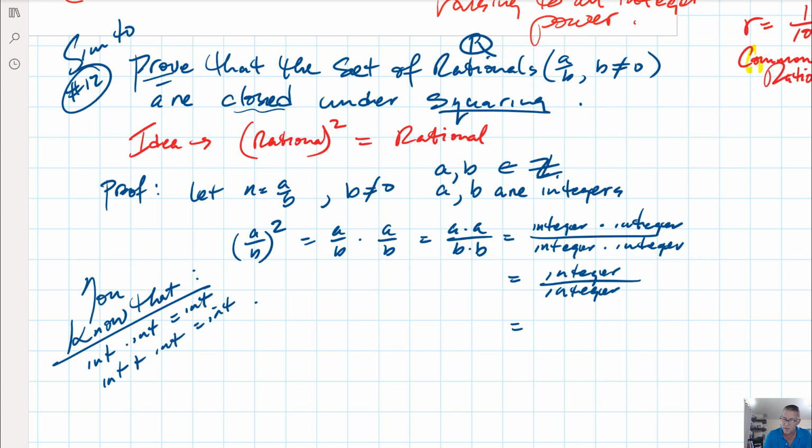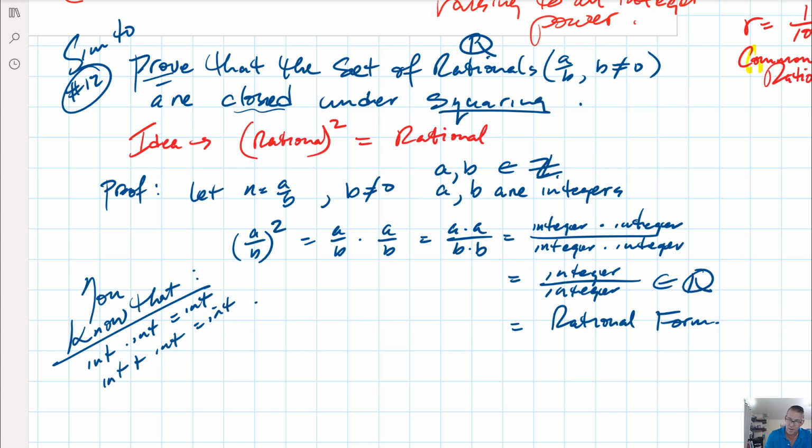And guess what? This is rational form right here. It's an element of the set of rationals. This is called rational form, which is the correct form. We wanted to show that a rational squared is always rational. So we took a rational number like a over b, we squared it, we got another rational, and so therefore, boom, it's closed under squaring.